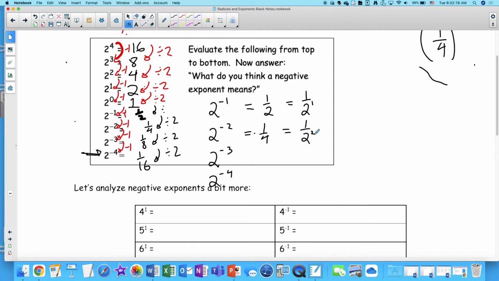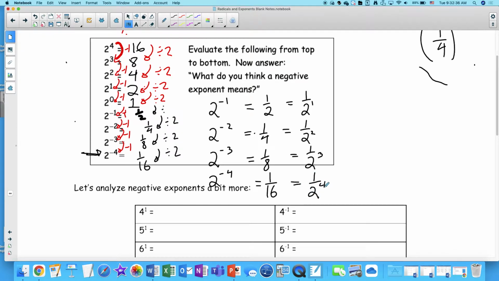Okay, 2 to the negative 3 was 1 over 8. How do you write 8 using the base of 2? Yeah, 1 over 2 cubed. And then finally, this is 1 over 16, which is 1 over 2 to the 4.